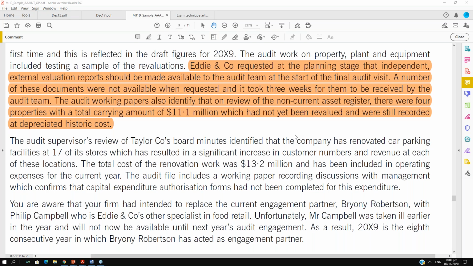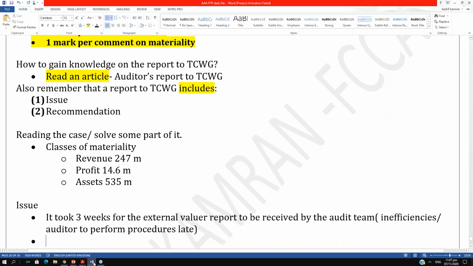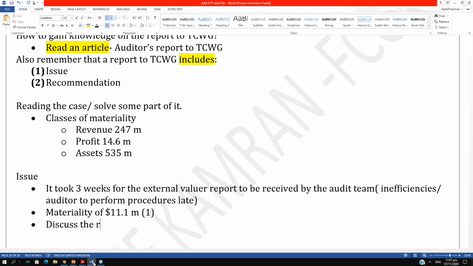But the management has not revalued property worth 11.1 million, and it is still being recorded at cost. Is that something wrong? So should we first find the materiality of $11.1 million? Will that give me 1 mark? Will I then discuss the right accounting treatment? Will I discuss the right accounting treatment in my report to those charged with governance? Should I tell them the right accounting treatment?